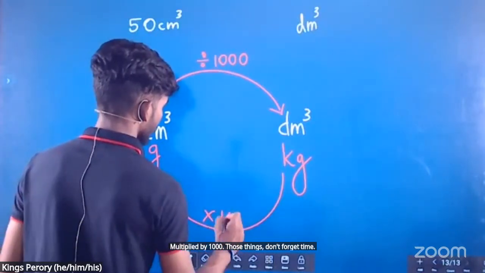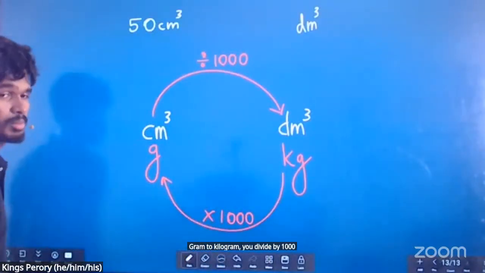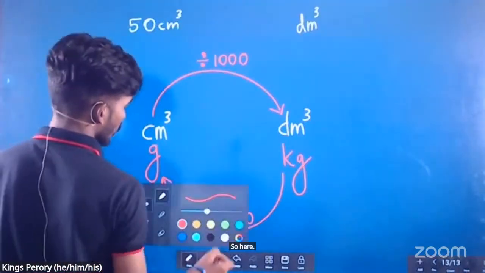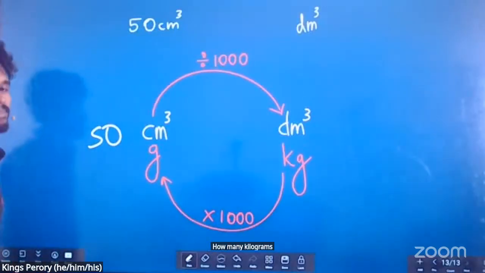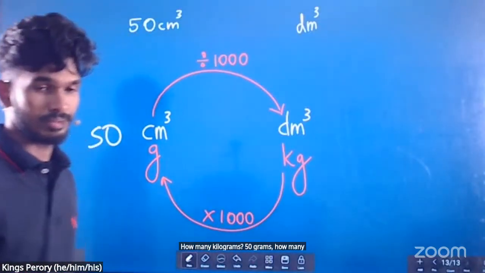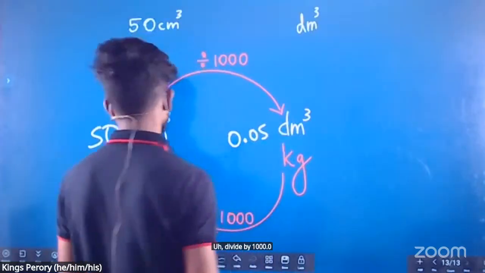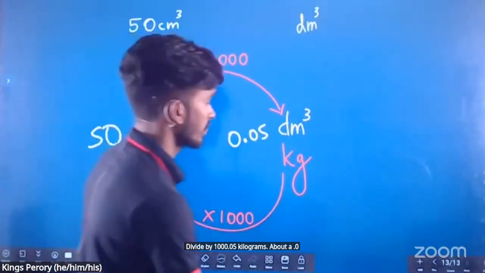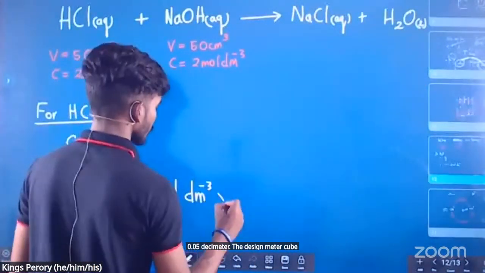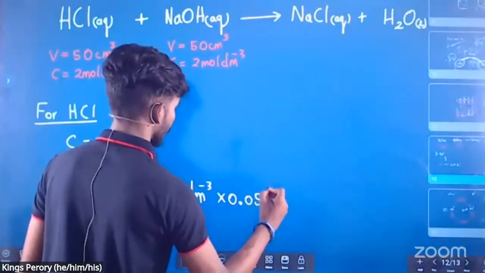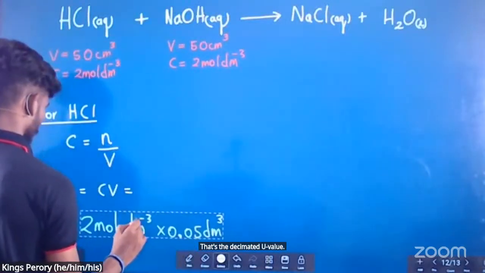Centimeter cube is like grams, decimeter cube is like kilograms. Gram to kilogram you divide by 1000, kilogram to gram you multiply by 1000. So here, 50 centimeter cube, 50 grams, how many kilograms? Divide by 1000. 0.05 kilograms, so 0.05 decimeter cube. That's the decimeter cube value.